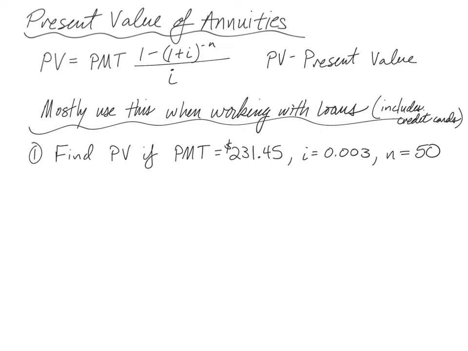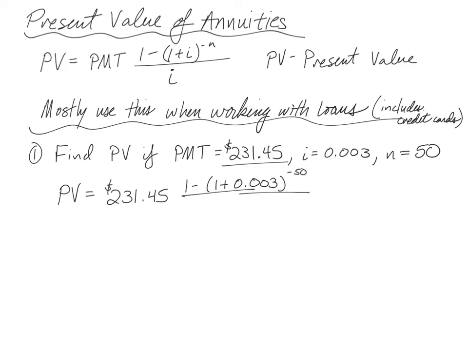Now with the present value equation here, we mostly use this when we're working with loans, and that includes credit cards. So the first example here will have no context, but we will go ahead and go through it just to get some of the mathematical mechanics down. So the present value, of course, is the payment, which we know is $231.45. And in the fraction here, we can have 1 minus 1 plus 0.003 to the negative 50 power.